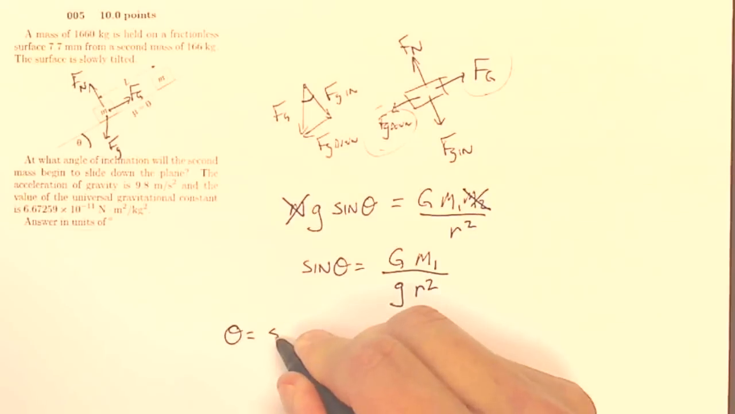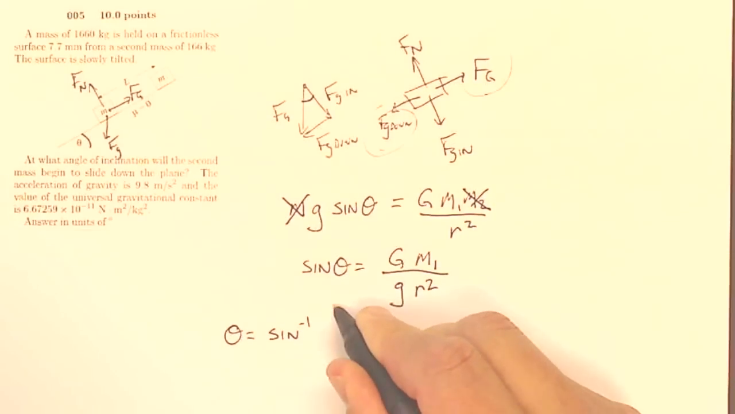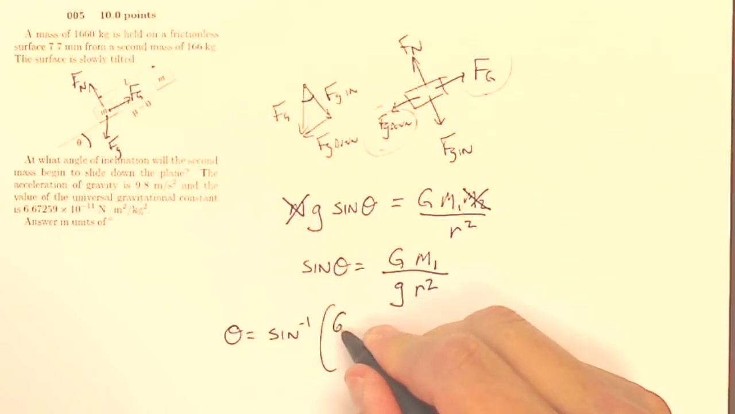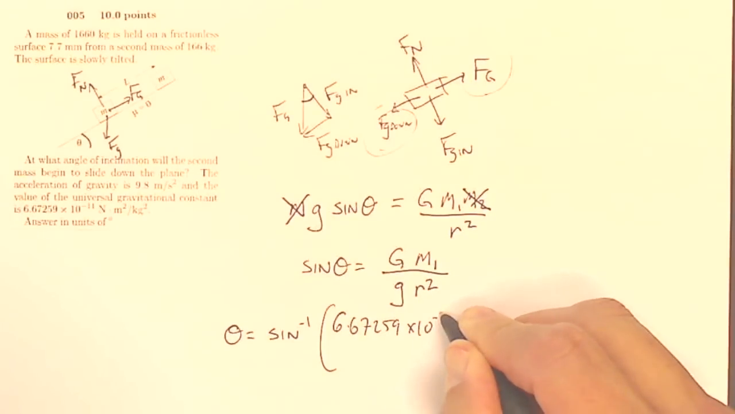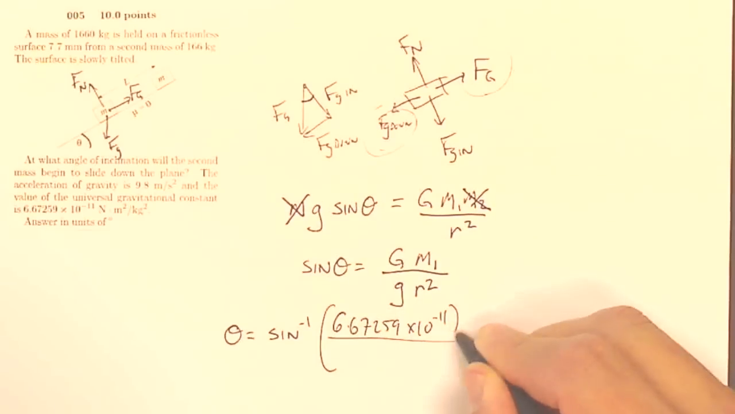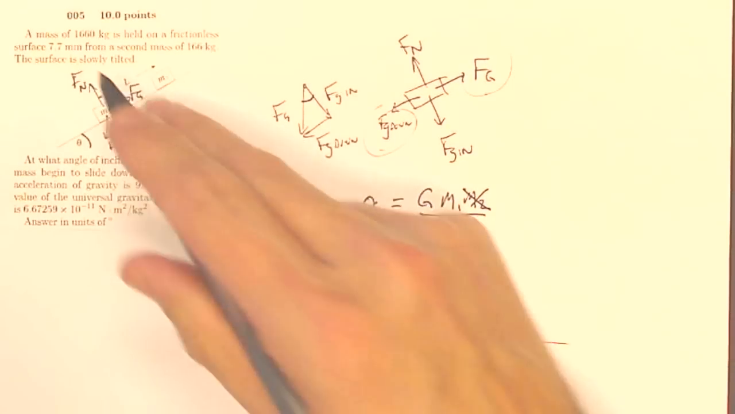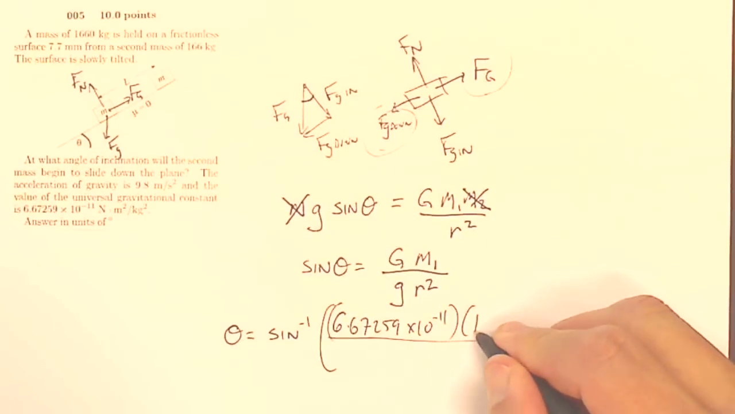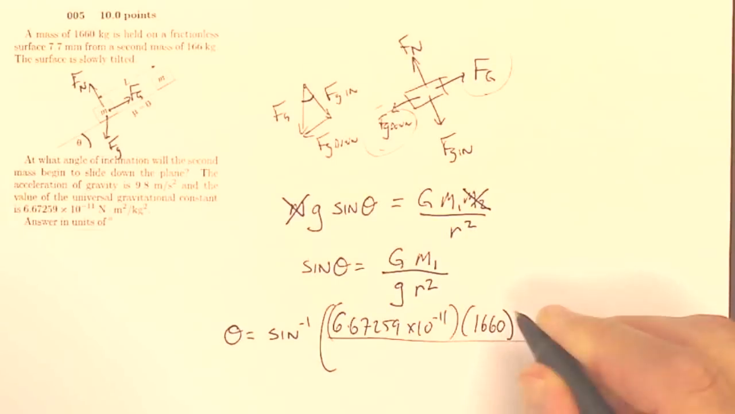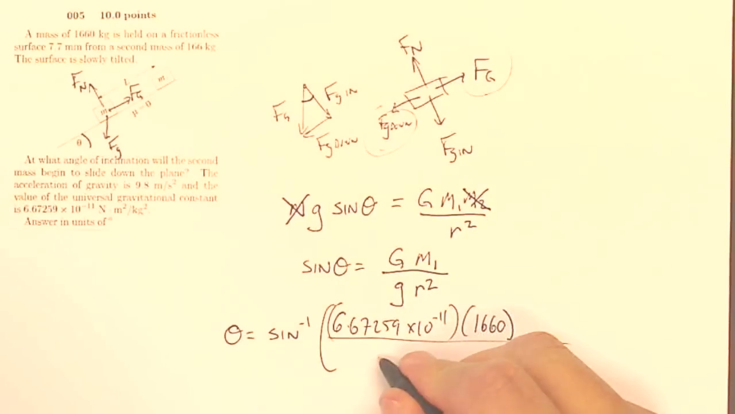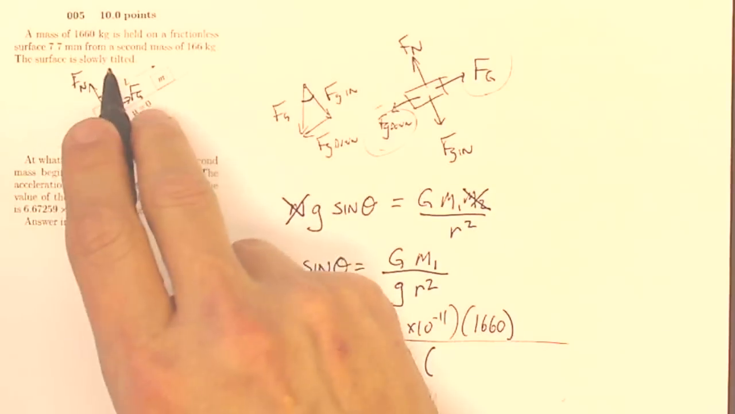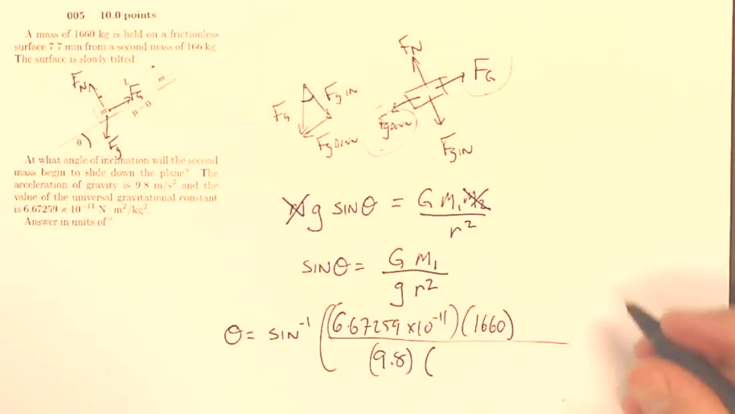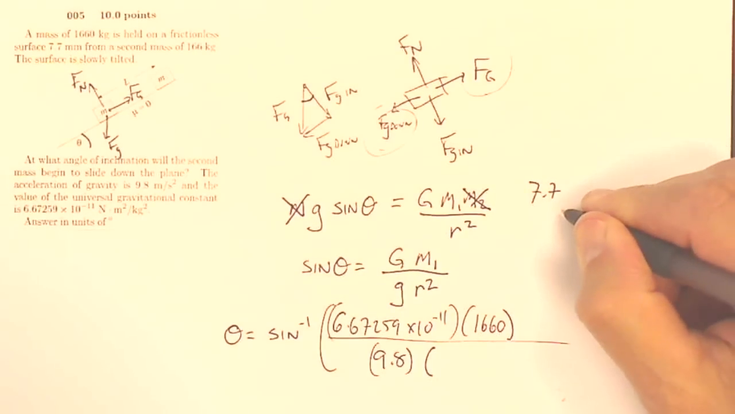So theta is going to be the angle whose sine is big G, which is 6.67259 times 10 to the minus 11, times my bigger mass, which is 1660, divided by little g, which is 9.8, divided by r squared. And r here is, careful, it's millimeters, 7.7 millimeters.